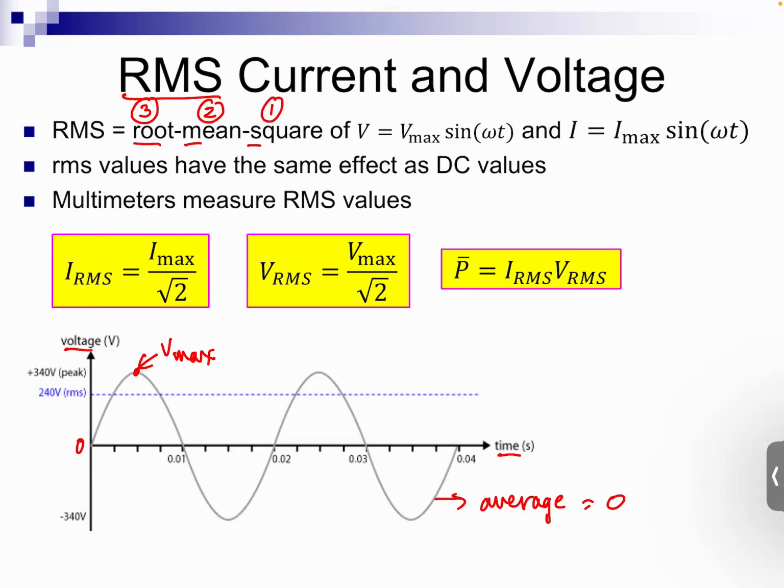The reason why we take RMS values is that if we consider RMS values, they have the same effect as DC values.